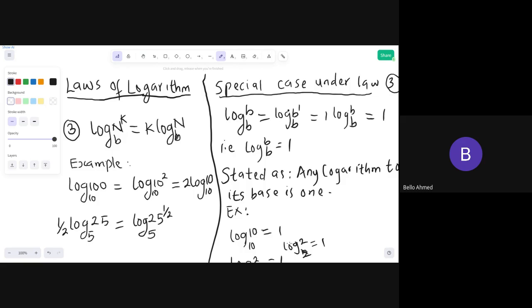Now, these are the laws that we're going to be using to simplify problems. Thank you.